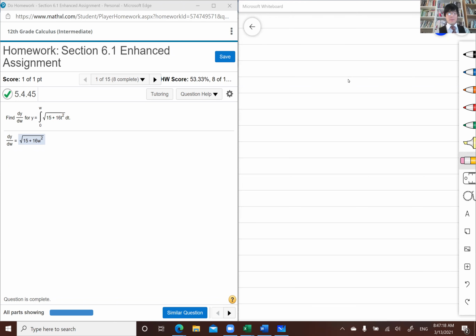Hello. Today I'm going to explain the homework program, section 6.1, which is about finding the volume of the solid in 3 dimensions. There are 15 programs to go. First one is just a review from chapter 5. So number 1, find the d by dw for the function y in terms of w.